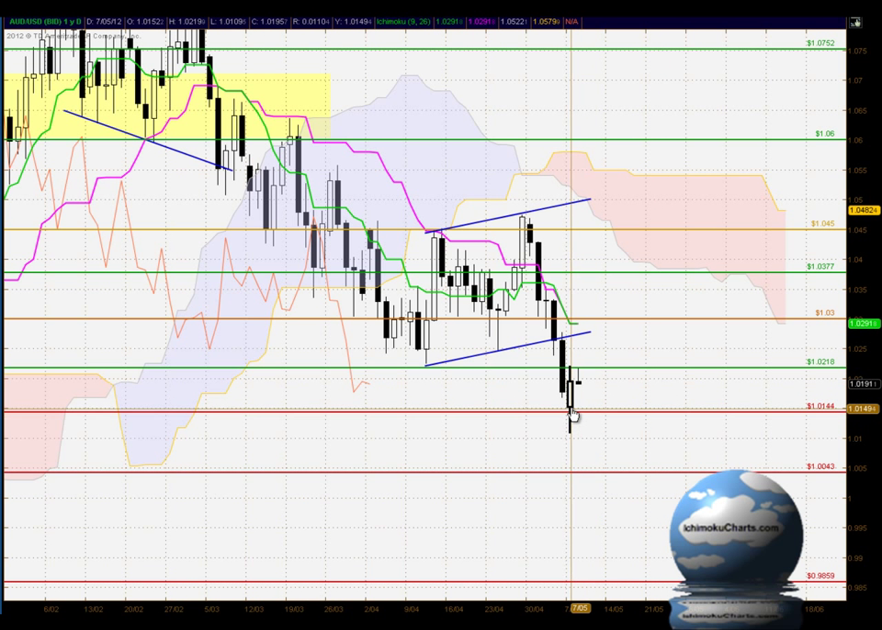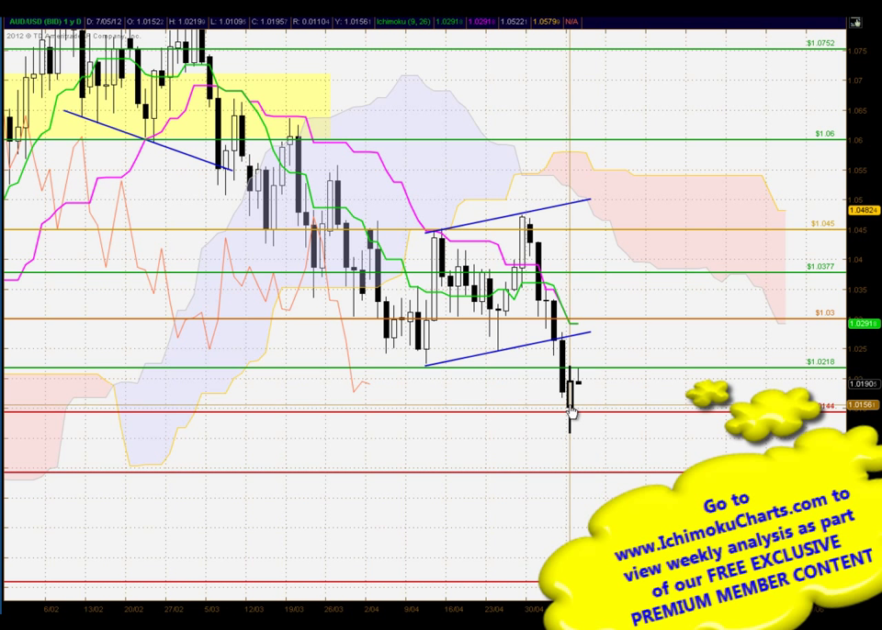Well, a continuation of the trend to the downside today, a candle with a lower high and a lower low, continuing this very strong trend that we've had in this first time frame for the past week or so. A change of momentum today, however.